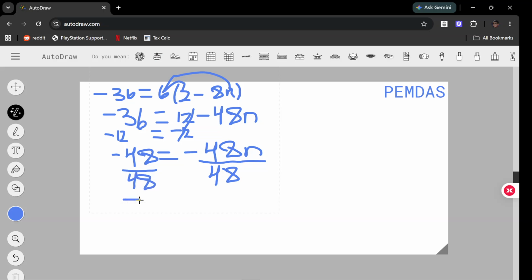And then we get negative 48, by the way. Forgot about that. The reason I want to divide by negative 48 is because I want n. When I say I want n, that means I want positive n. I don't want negative n, I want positive n. We get negative 48 on both sides, then we get 1 equals n. Cool. First problem done.